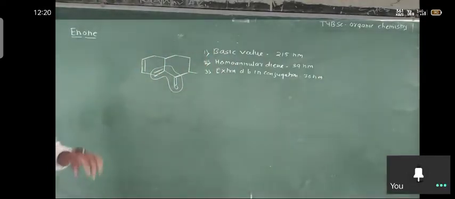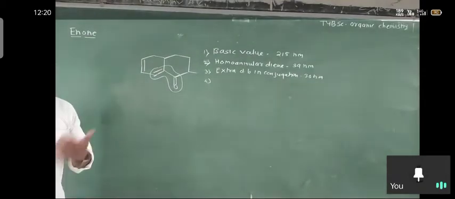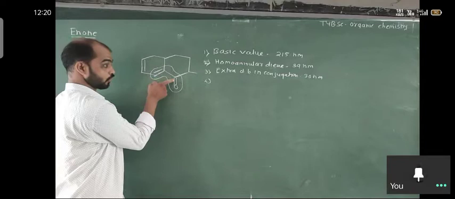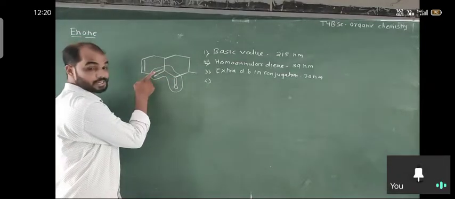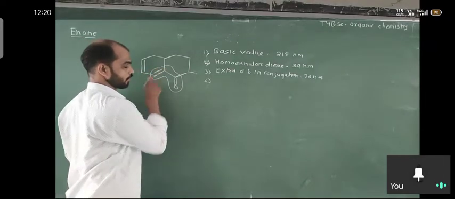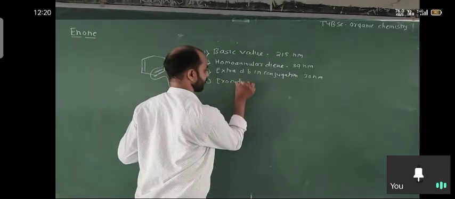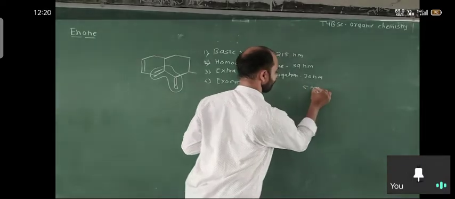Okay. Next, what is the fourth point? Is an exocyclic double bond present or not? See here, this bond is exo to this ring. Don't think about this, it is a carbon-oxygen bond, not a carbon-carbon exocyclic double bond. So this bond is exo to this ring, it is an exocyclic double bond. For that, we add 5 nanometer value.